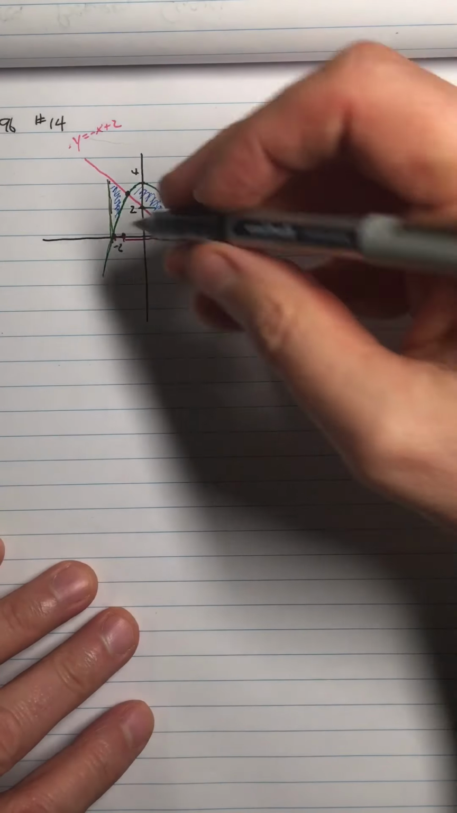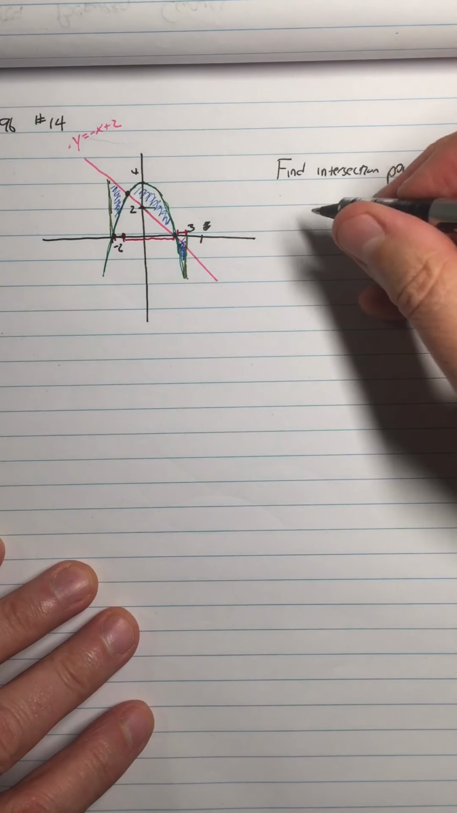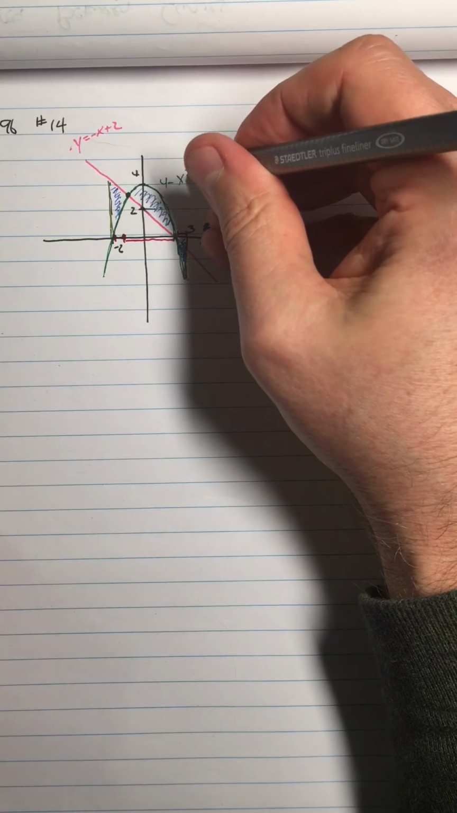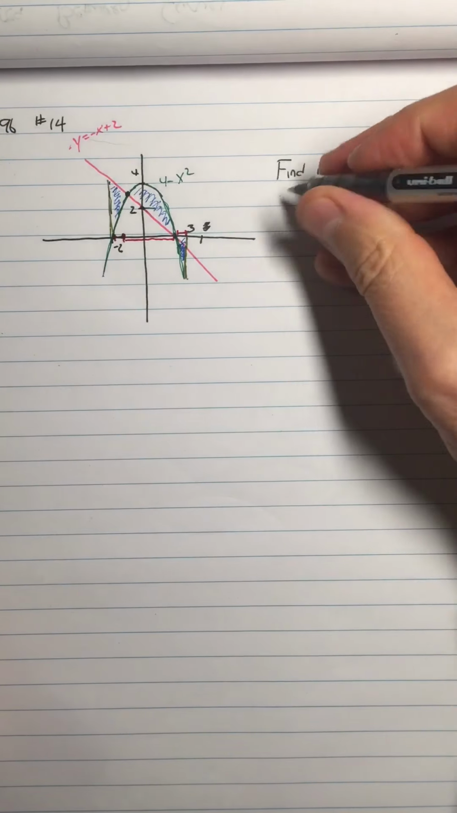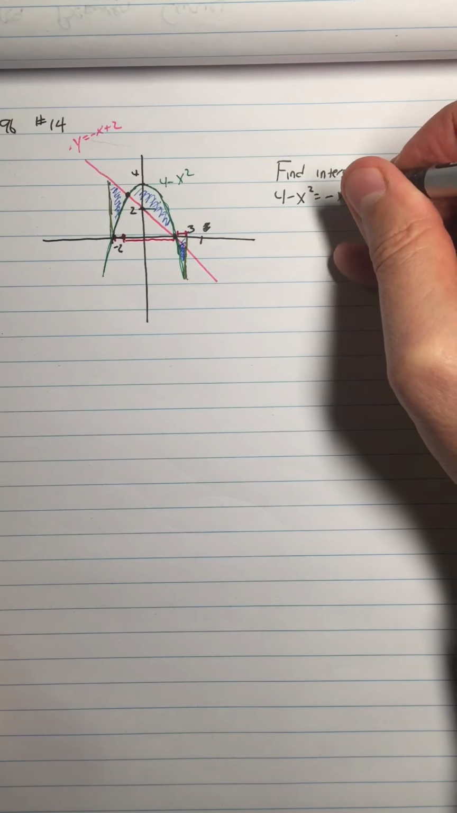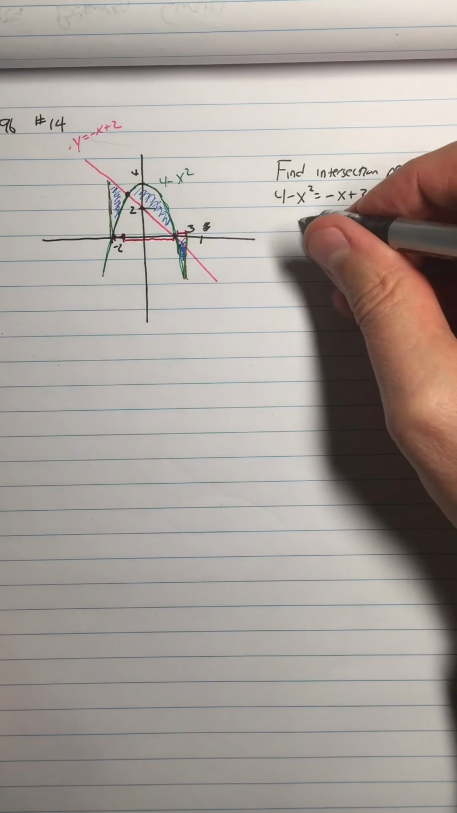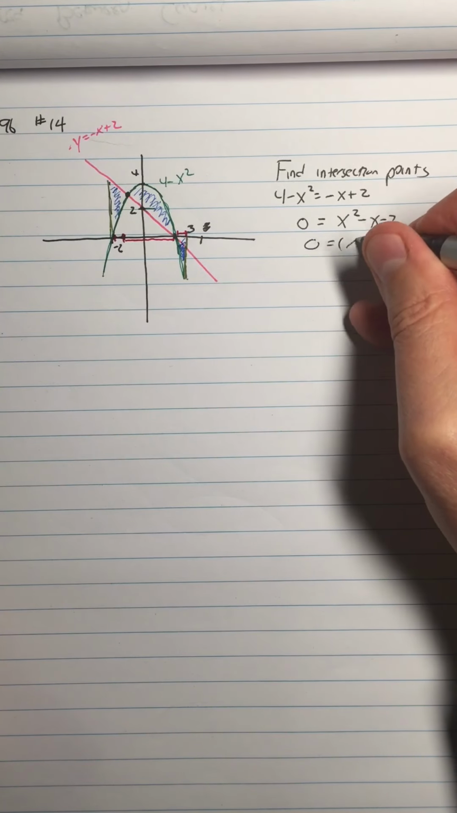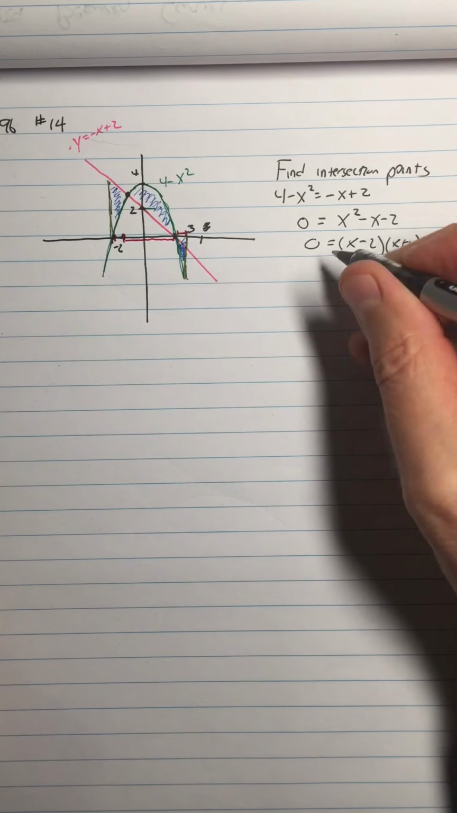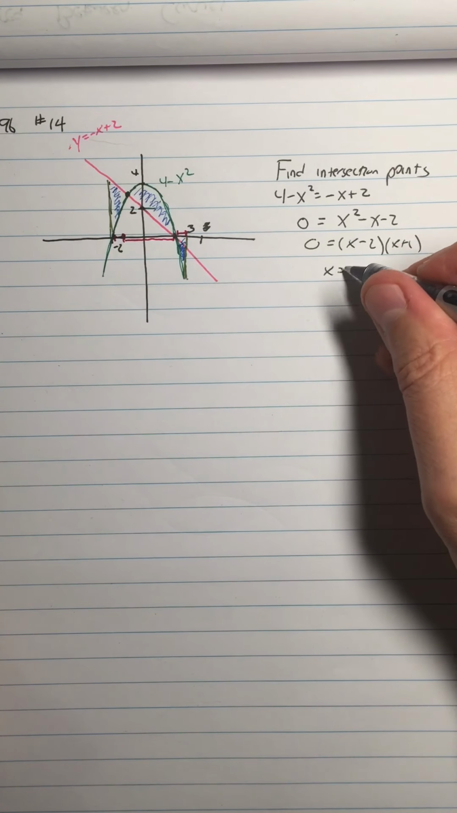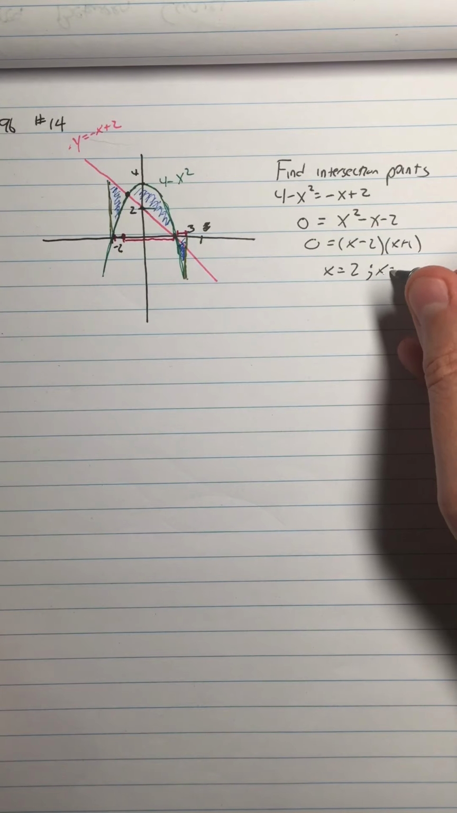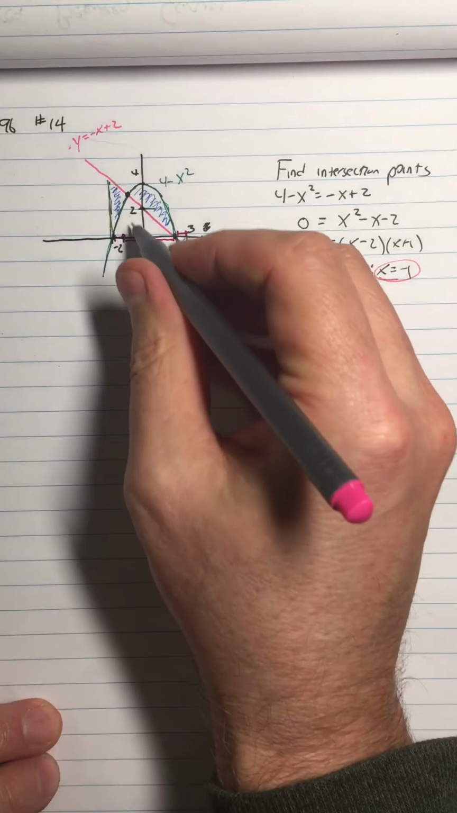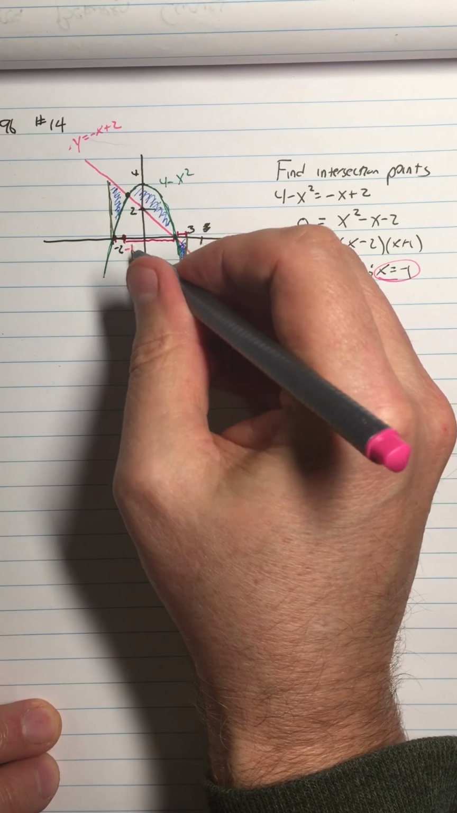To find the intersection points, I just set the two equations equal to each other. I should label this graph: this one's 4 minus x squared. So when is 4 minus x squared equal to negative x plus 2? That's an easy quadratic to solve. You can rearrange it as 0 equals x squared minus x minus 2. You can factor it: (x minus 2)(x plus 1), and then solve: x equals 2 and x equals negative 1. That way, we can be certain that the point where these intersect is negative 1.